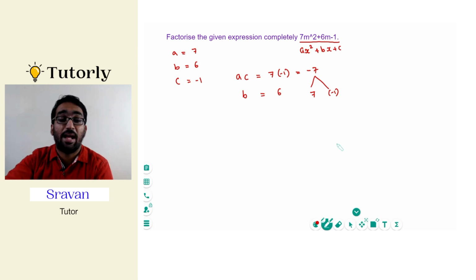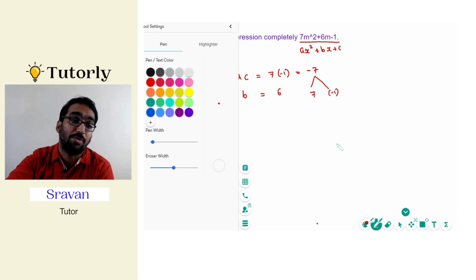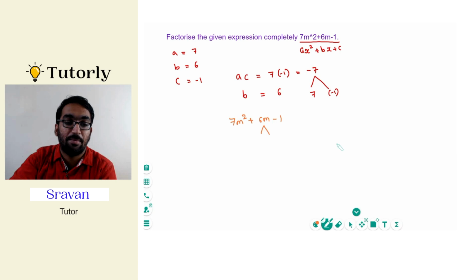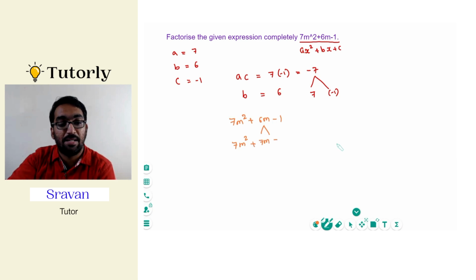Now let's go ahead and use these numbers to split the middle term. So when we do that, we get 7m squared plus 6m minus 1, and the middle term can be written as 7m minus m. So the expression would turn out to be 7m squared plus 7m minus m minus 1.